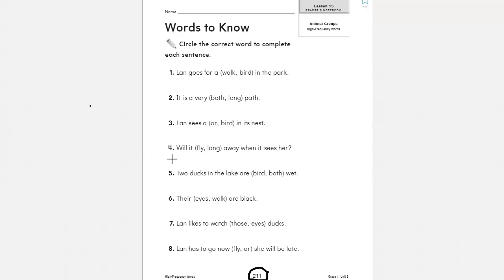Sentence number 4 says, will it blank away when it sees her? The two words are fly, long. Would we say, will it fly away when it sees her? Or will it long away when it sees her? Circle the word that best completes the sentence for number 4.